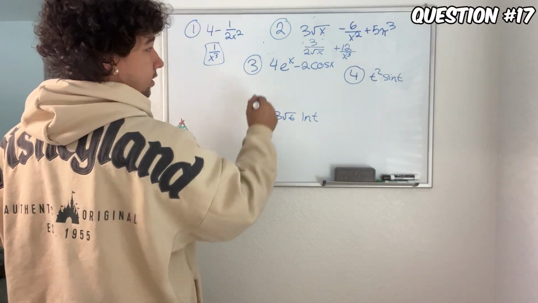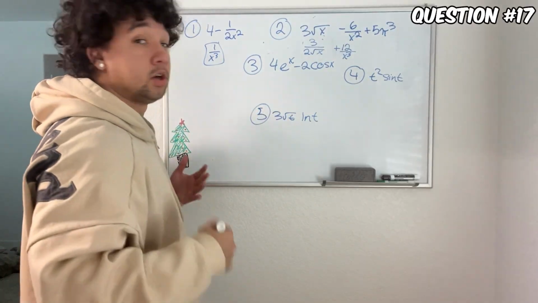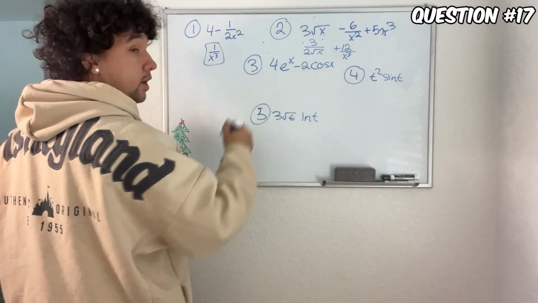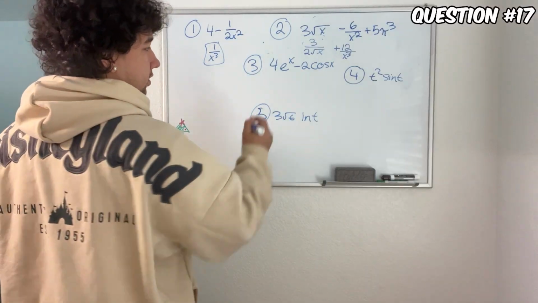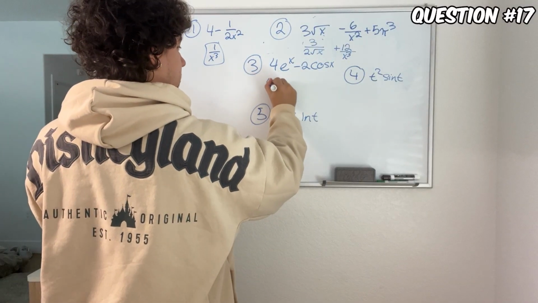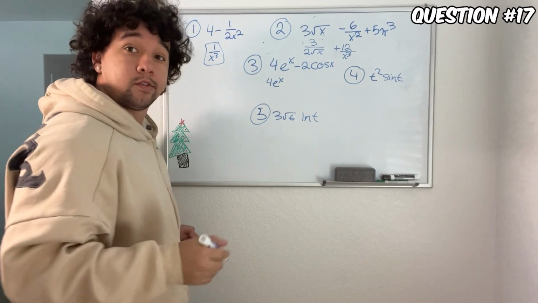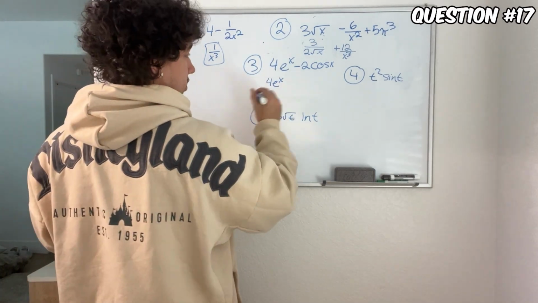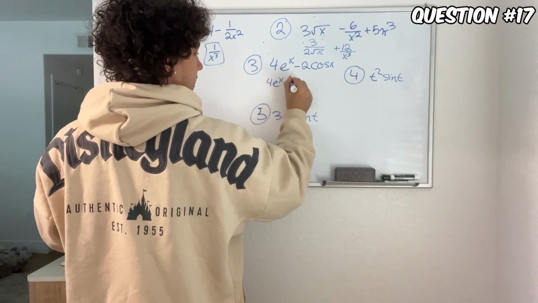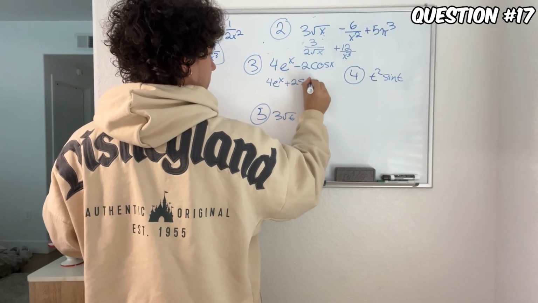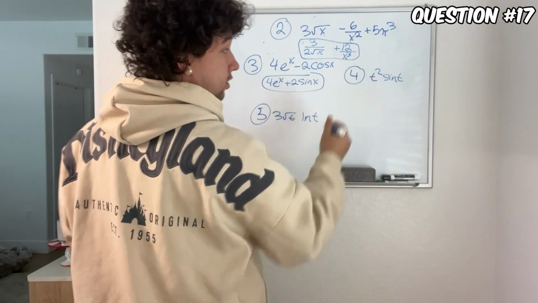I have 4 e to the x minus 2 cosine x. First things first, I have 4 e to the x. The derivative of e to the x is e to the x, so this is just 4 e to the x. Now the derivative of cosine is negative sine, so that's all that's going to happen here. But the negative, I'm just going to distribute it to the negative 2, so that's going to give me plus 2 sine x.